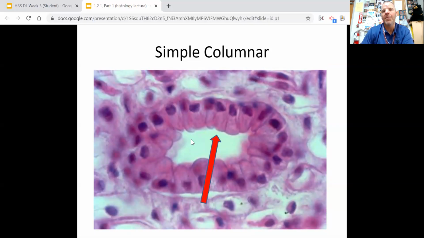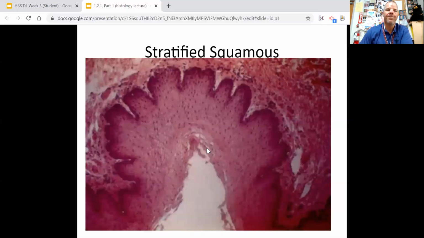Here is simple columnar. Again, this time you're looking at just one single tube, and here's the nucleus here, and this would be a cell. Okay, and you can see the layers of that cell. It looks kind of long and narrow like a football. So we call this simple columnar. This type of tissue is really good for producing a substance like mucus or something, and then secreting it into the middle of this tube so that it can be taken somewhere, right? So these are good for ducts.